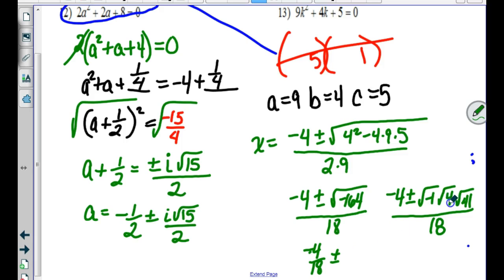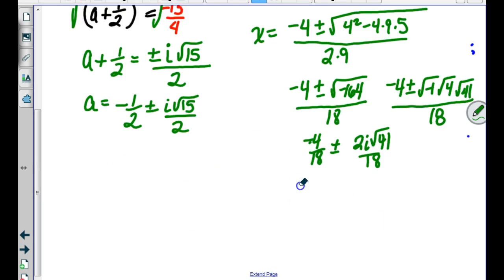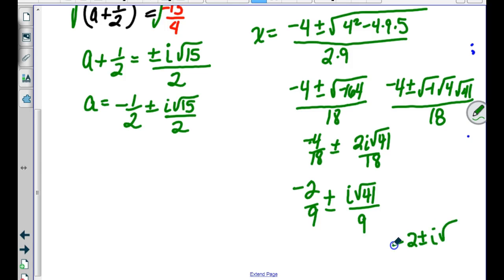So this would be 2i square roots of 41 over 18, or negative 2/9 plus or minus i square root of 41 over 9, right? Which could have also been written as one fraction. Questions? Anybody make a mistake somewhere and can't figure out where? Or want to yell at me that I made a mistake somewhere?